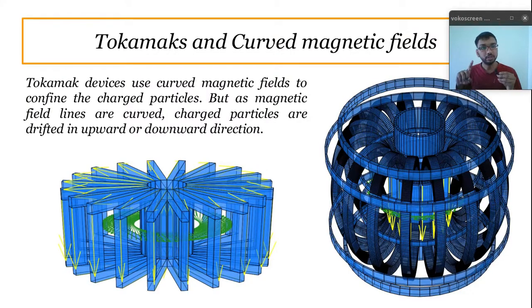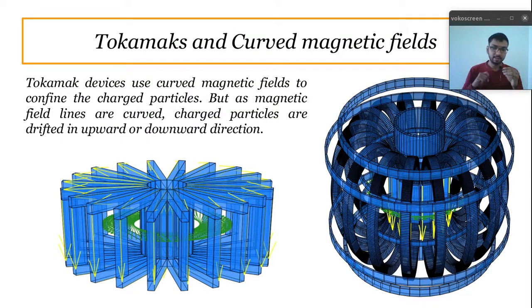Now I told you this drift is very important, and here is the reason. In tokamak systems, we have curved magnetic field, right? So for example, here this is Aditya U tokamak, and this is SST1 tokamak. In this type of tokamak devices, we use curved magnetic field to confine our plasma.